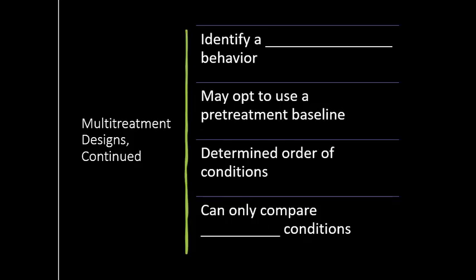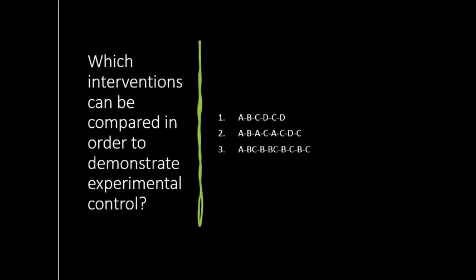To recap, when you use a multi-treatment design, first identify reversible behavior. You can opt to use a pre-treatment baseline, and you must stick to the determined order of conditions. You can only make comparisons between adjacent conditions. Pause to think about this. Which interventions can be compared in order to demonstrate experimental control?